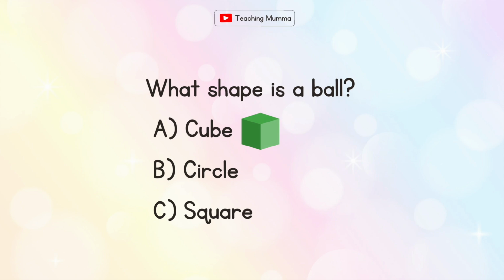What shape is a ball? Option A, cube. Option B, circle. Option C, square. And the right answer is option B, circle.